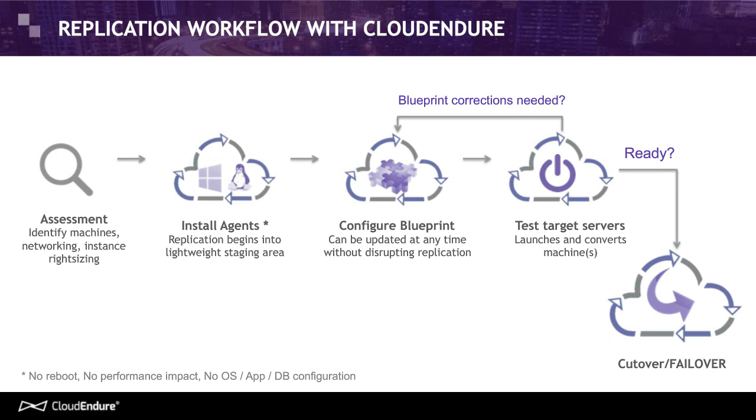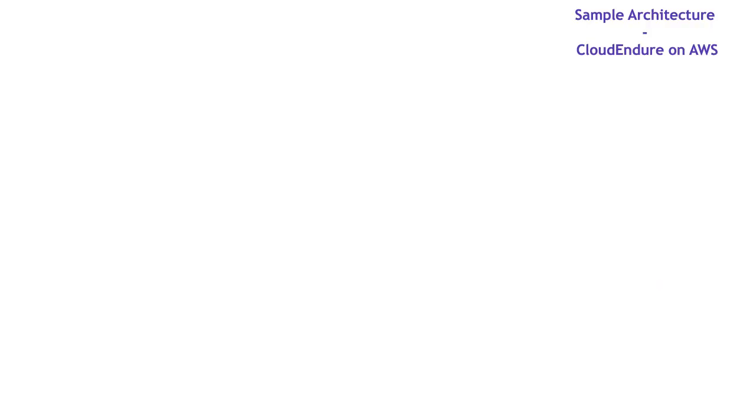So that's how the process works from a high level with CloudEndure. What I want to show you on the next slide is how things look under the covers, so what the reference architecture looks like with AWS. So everything starts with a CloudEndure console account.